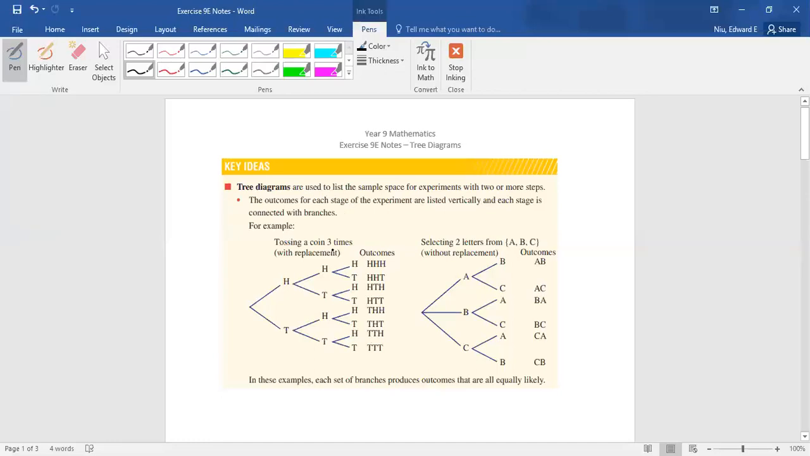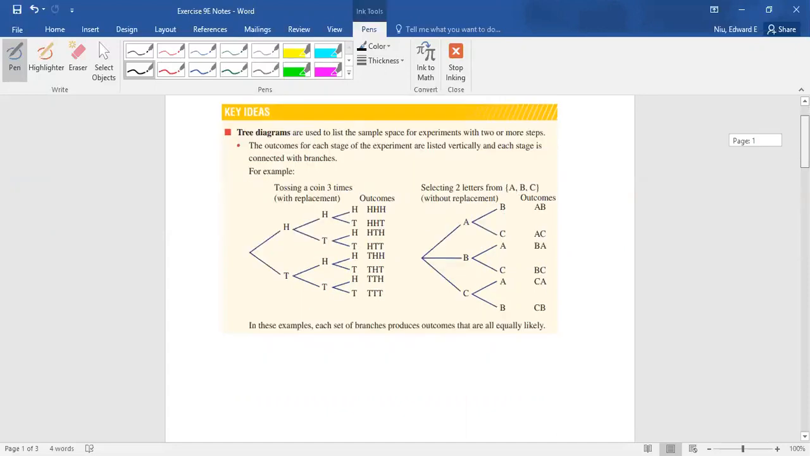So if we were to flip a coin 3 times, we could get 3 heads, 2 heads and a tail, a head and a tail and then a head, so on and so forth. If we had 3 letters to pick from and we do without replacement, that's going to look slightly different. So tree diagrams are an upgrade to array tables. We're going to take a look at how we can create one.